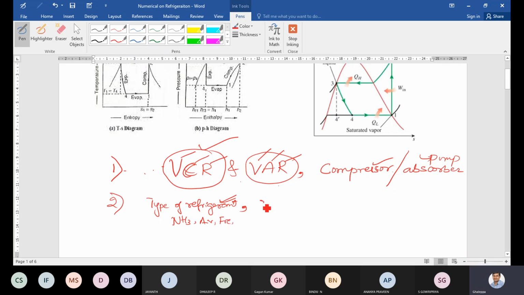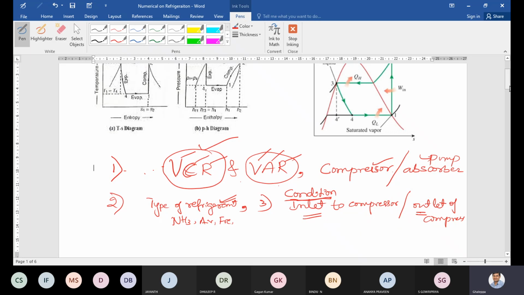The third step is the condition: inlet to the compressor or outlet of the compressor. The keyword of point number 3 is condition. You have to identify which condition is given, whether the inlet to the compressor or the outlet of the compressor. Any one will be given in the numerical; he will use the word inlet or outlet specifically.